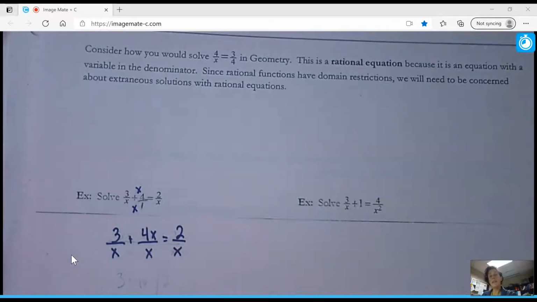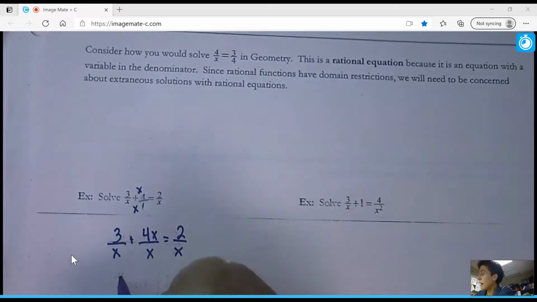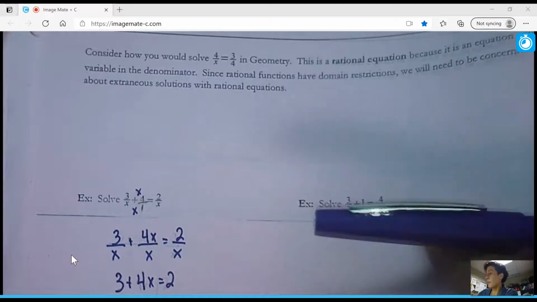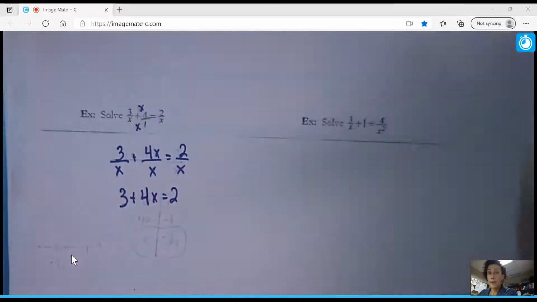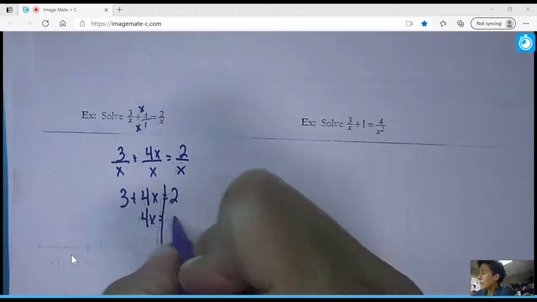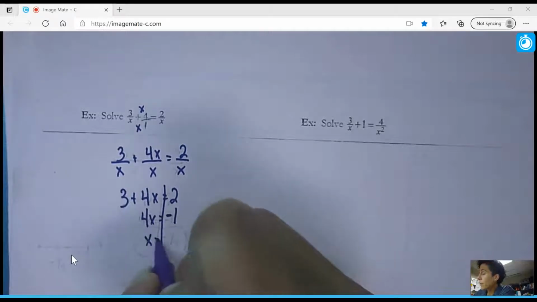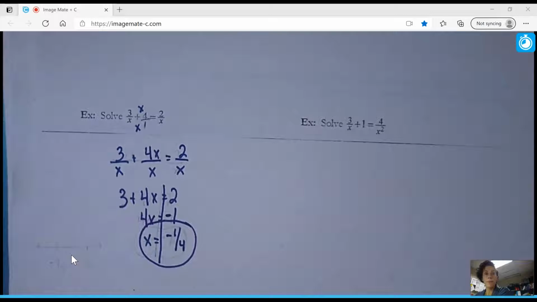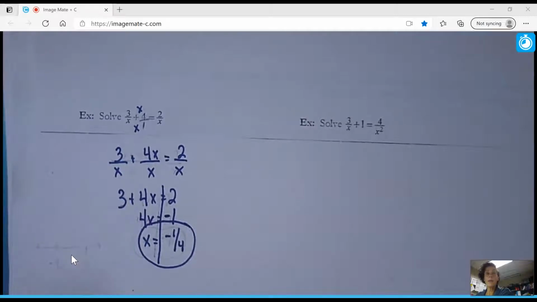And now that the denominator is the same, you can let the denominator go. You can just ignore it and have the numerator be your problem to solve. So from here, to solve for x, very basic math, I'm going to subtract the 3, which gives me a -1, and then I'll move the 4 by dividing by 4, so I get -1/4. All right? Now, one thing we're going to have to consider, because we're solving, is that we will have domain restrictions.